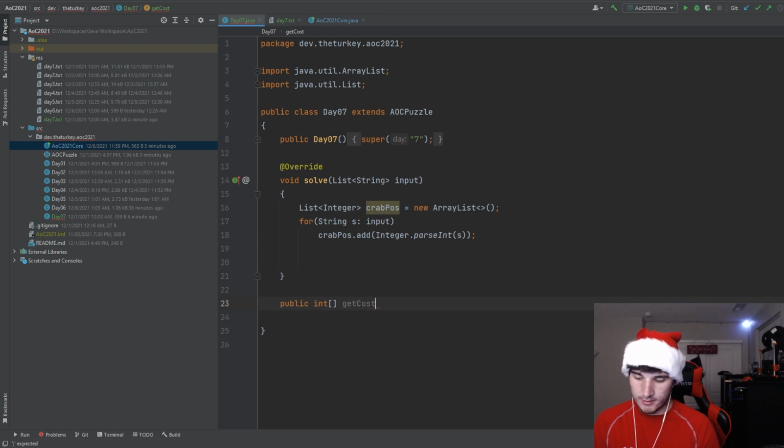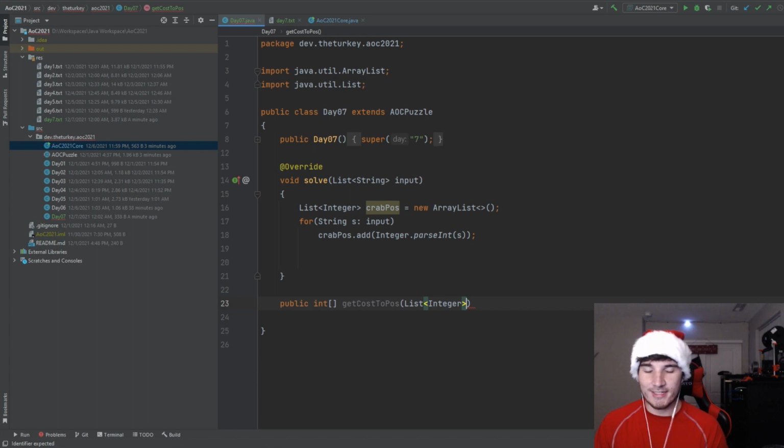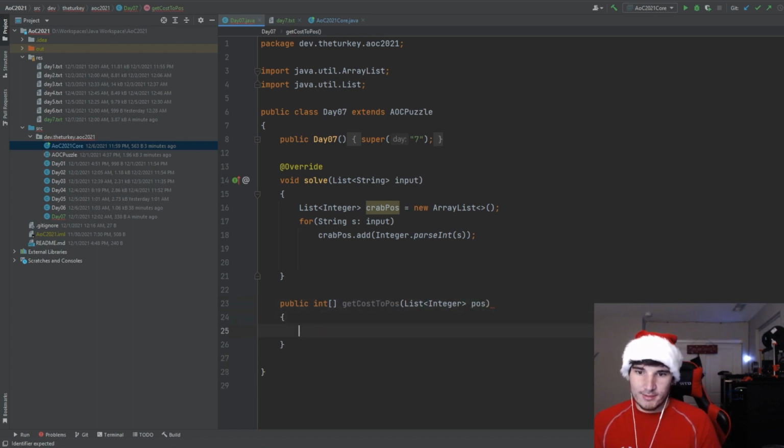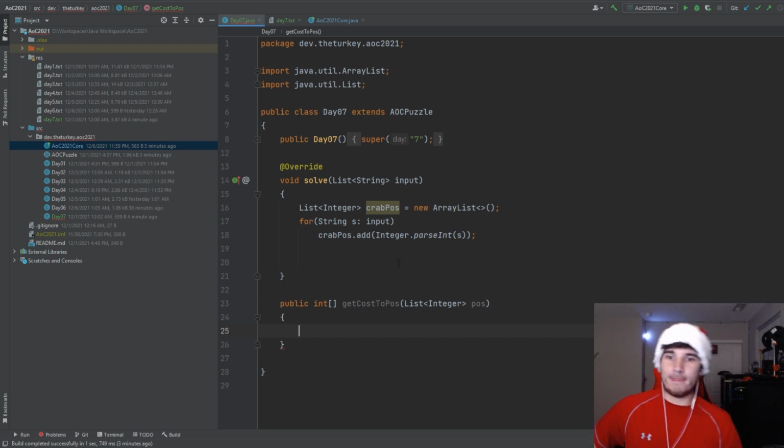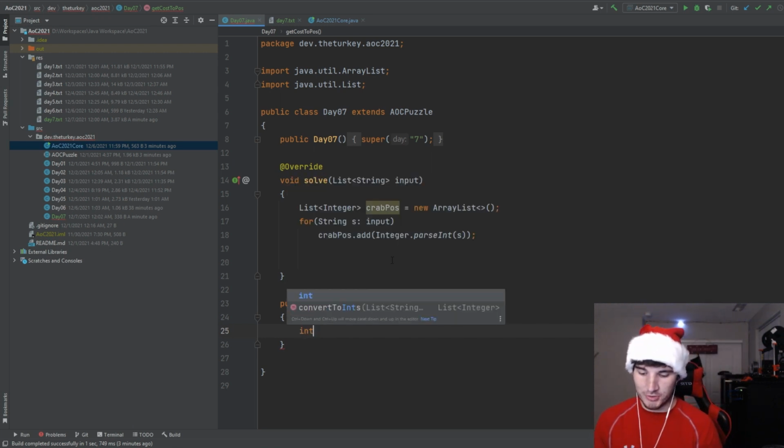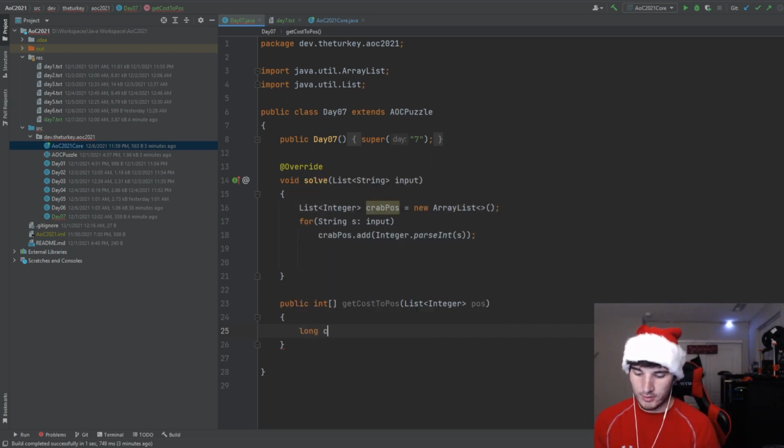Get cost to position. This is not C, it's not JavaScript. And a list of integers. I feel like doing this the naive way is going to cost us in the second part, but we're kind of going towards this. So the naive approach is just to have a long cost. Is it zero?